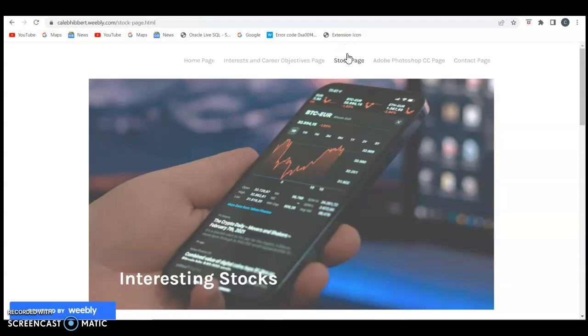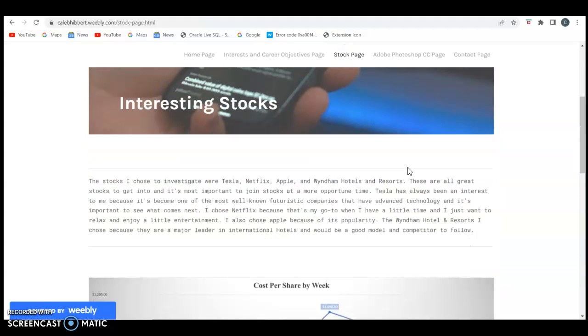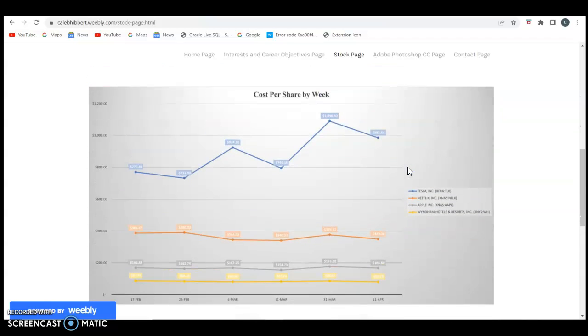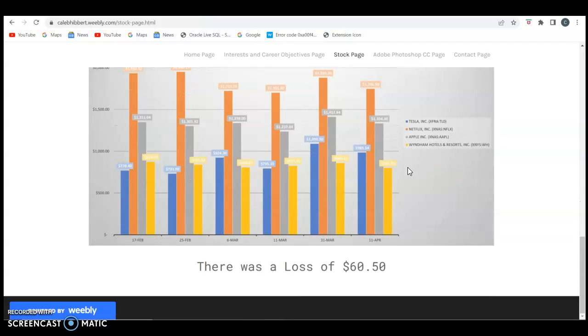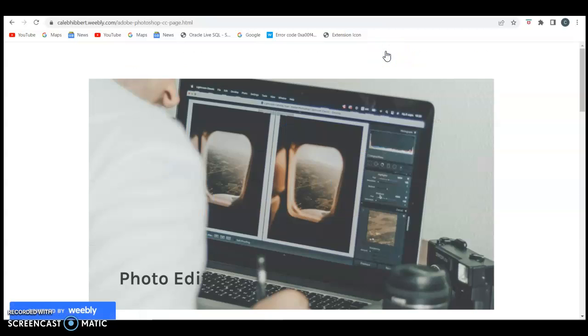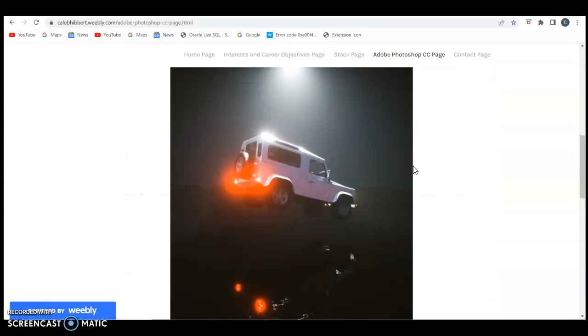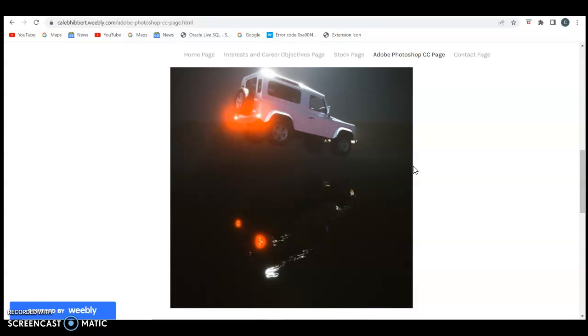I also have a stock page where I introduced a few stocks that I was interested in and I investigated them for a couple of weeks. I showed cost per share by week. I showed the total value by week. And during those weeks, or at the end of those weeks, I found that I had lost $60.50.